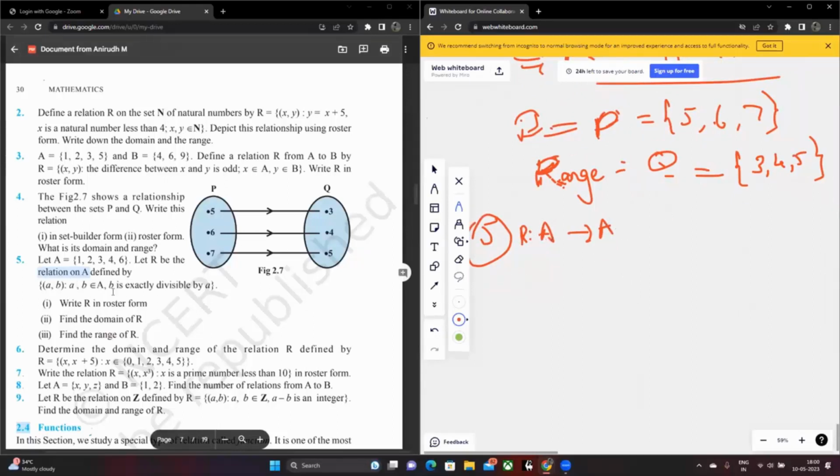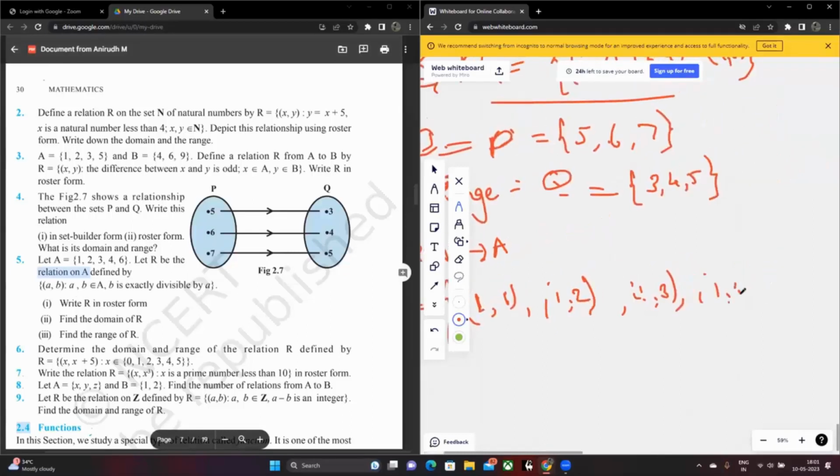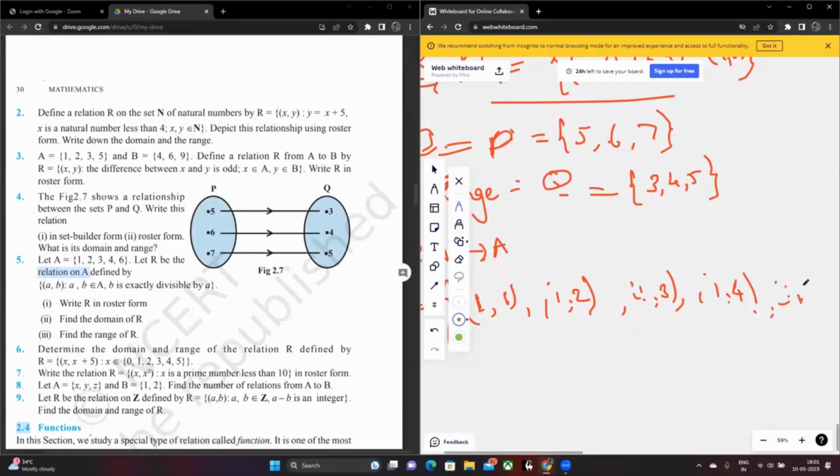This basically means that the superset of the domain is A and the codomain is also A, right? So you have that B is divisible by A, which means that I can directly go ahead and write R in roster form as (1, 1), because every element is divisible by itself. So (1, 1) exists, (1, 2) exists, because 2 is divisible by 1, and then you have (1, 3), (1, 4), and (1, 6), right?